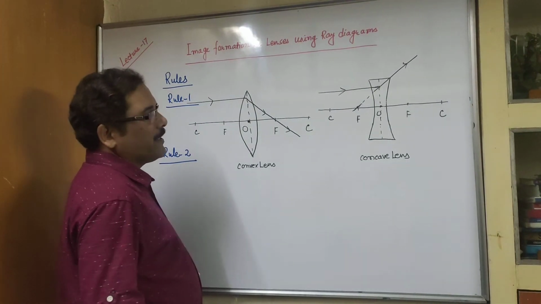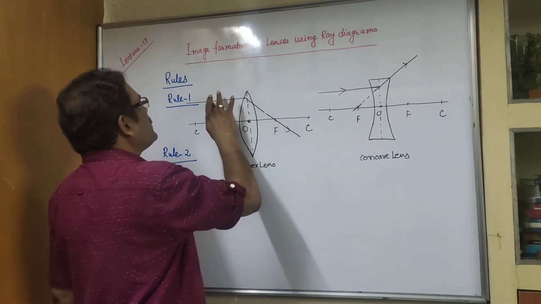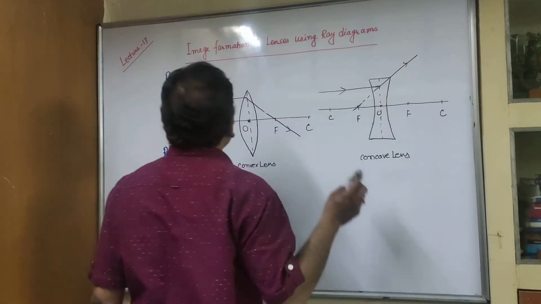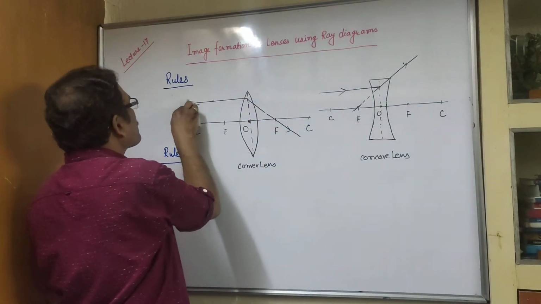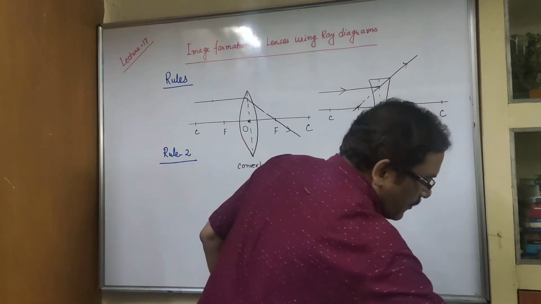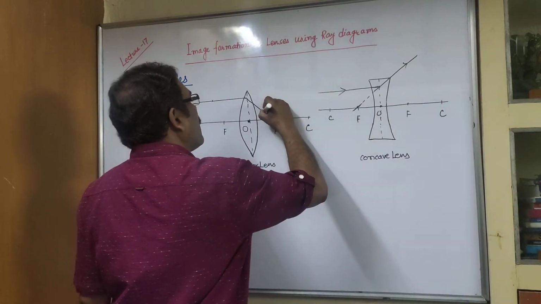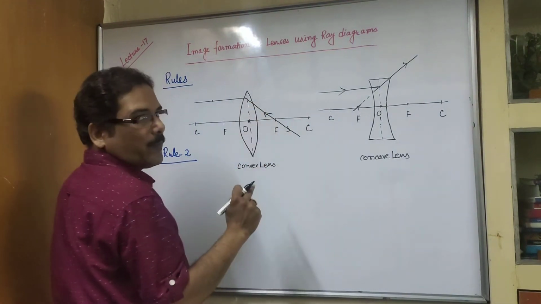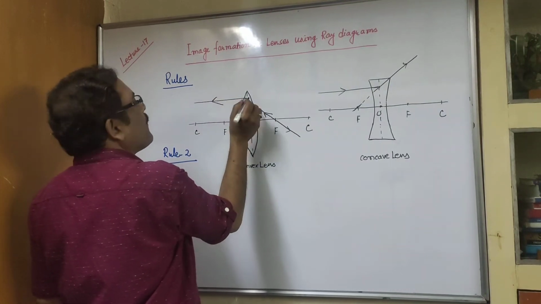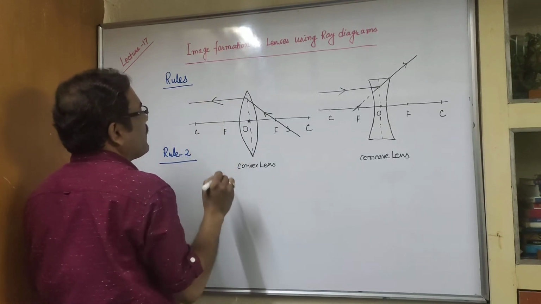So I am not going to draw another ray diagram. I will simply change the direction of the arrow, but you will draw another ray diagram for rule 2. Now as we have written that, suppose a ray of light is passing through the principal focus of the lens. Suppose this is the ray which passes through the principal focus. Then according to the rule, this ray will be parallel to the principal axis after refraction through the lens.